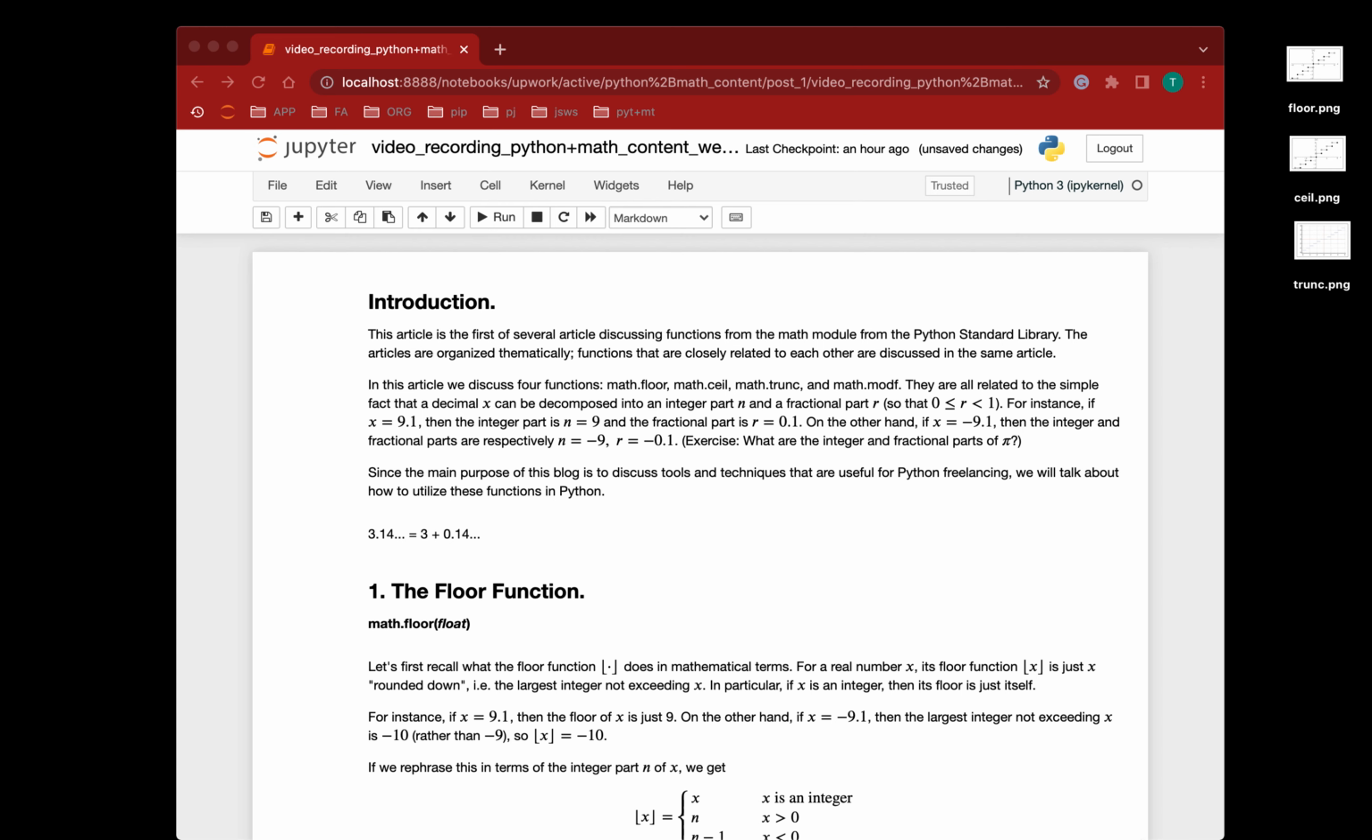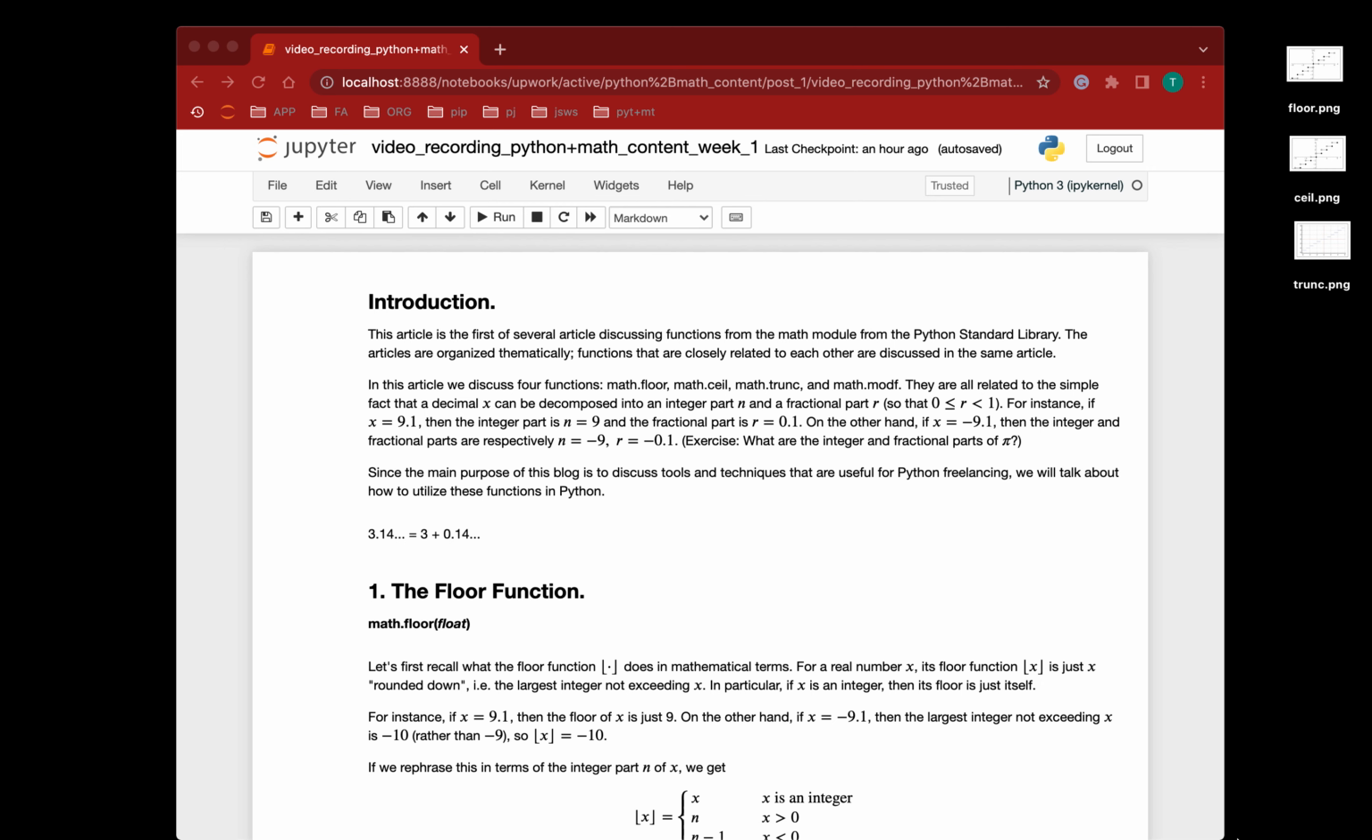This is the first of several video tutorials going over the math module from the Python standard library. We will go over all the functions in the math module thematically, which means that functions that deal with similar concepts will be discussed in the same tutorial. We'll talk about all the mathematical preliminaries, how to implement the function in Python, etc. In this tutorial, we'll talk about the floor function, the ceil function, the trunc function, and the modf function.